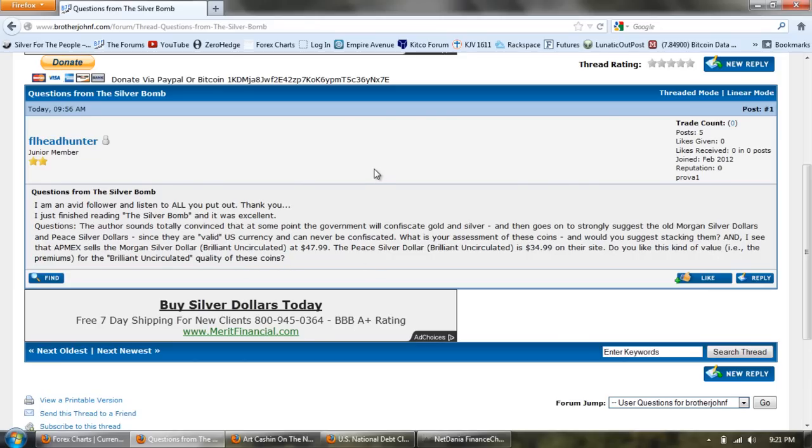Now, first of all, you've got to understand that the Morgan and the peace, these were the most overproduced silver dollar. There's a ton of them. One of the reasons why there are so many is that the government bought them back in these uncirculated bags. And then, of course, in the 60s and 70s, they sold them off. Investors bought them. So there's a ton of these out there. $47.99 for a Morgan is absolutely absurd. I would never recommend anybody pay that.